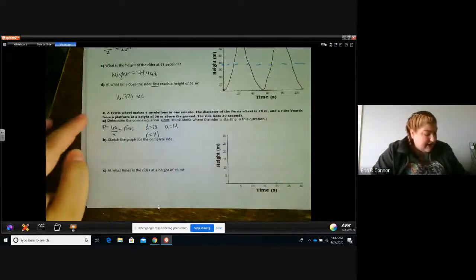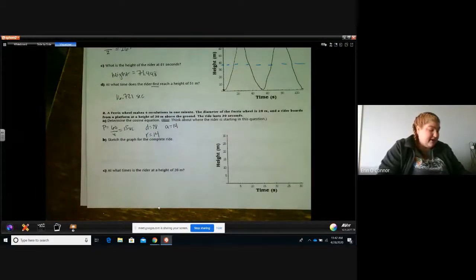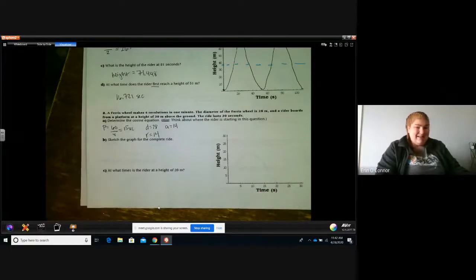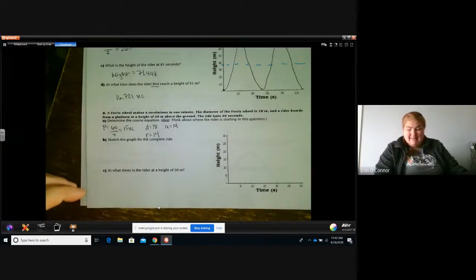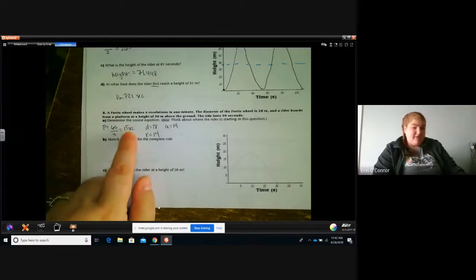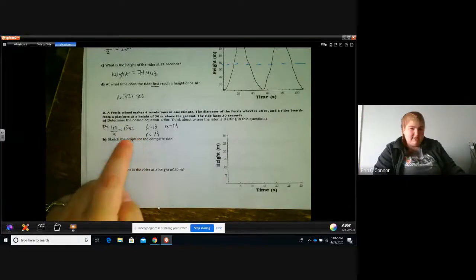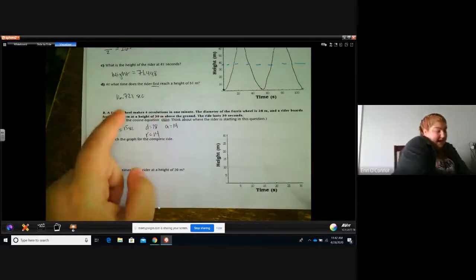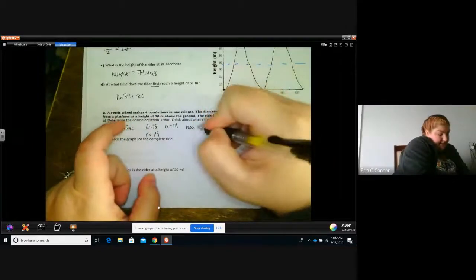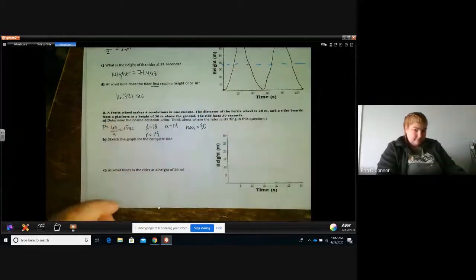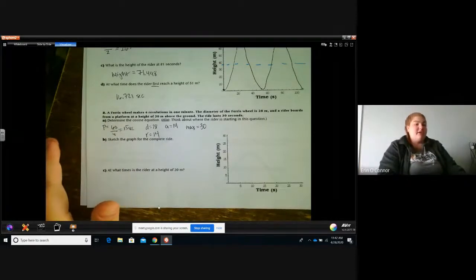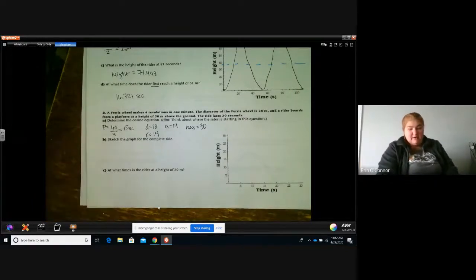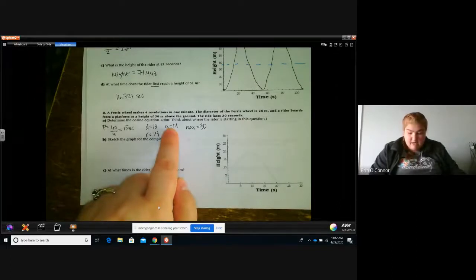And a rider boards a platform at a height of 30 meters above the ground. So we're getting it at the top. The ride lasts 30 seconds. So if each revolution is 15 seconds, there's 2 revolutions in 30 seconds. And we're starting at the maximum, which is 30. All right, so it says determine the cosine equation. After we determine the cosine equation, we're going to sketch the graph, and then what height does it make it to here. So we know that A equals 14, and we know it starts at 30.